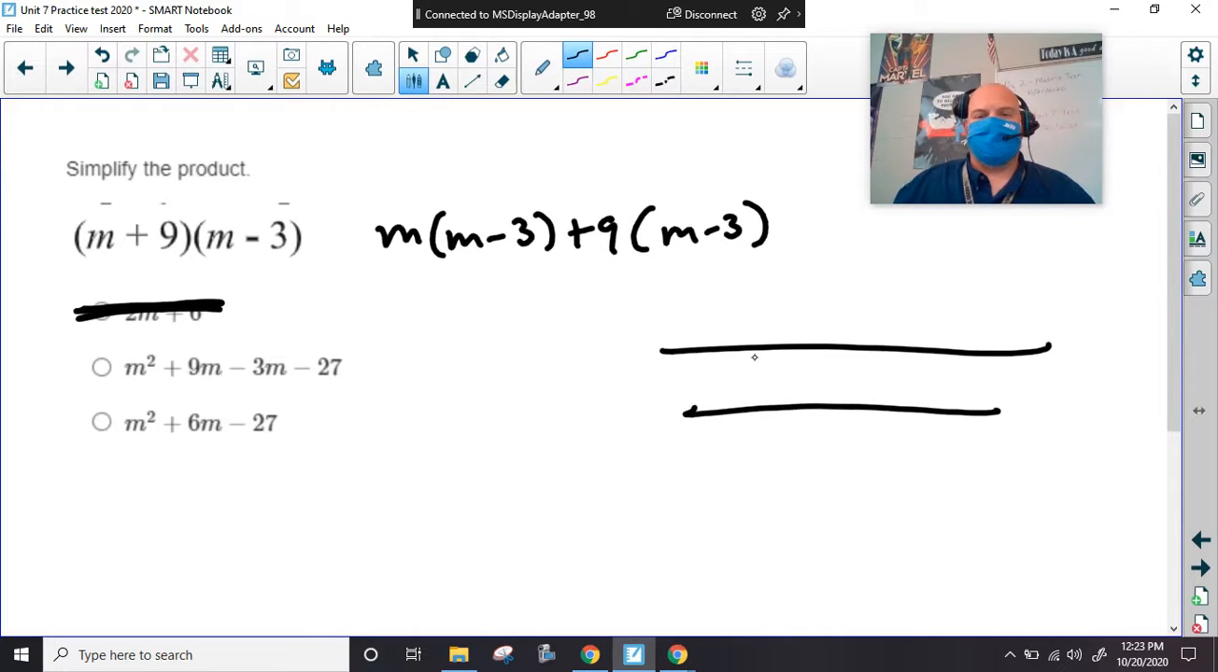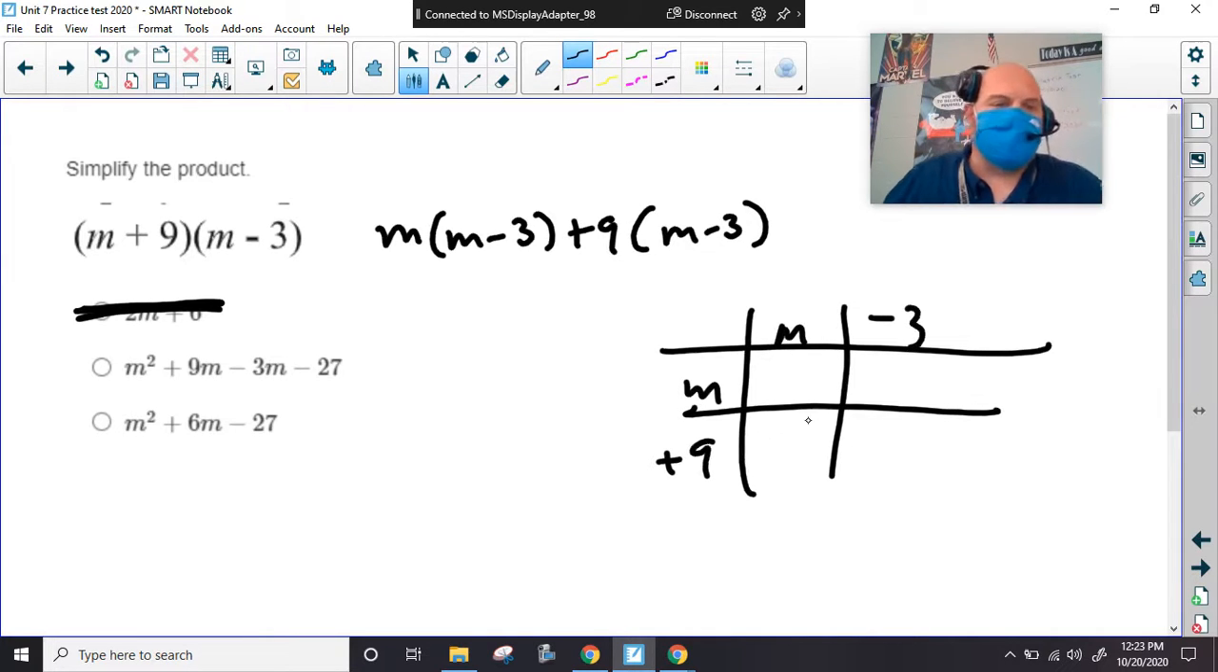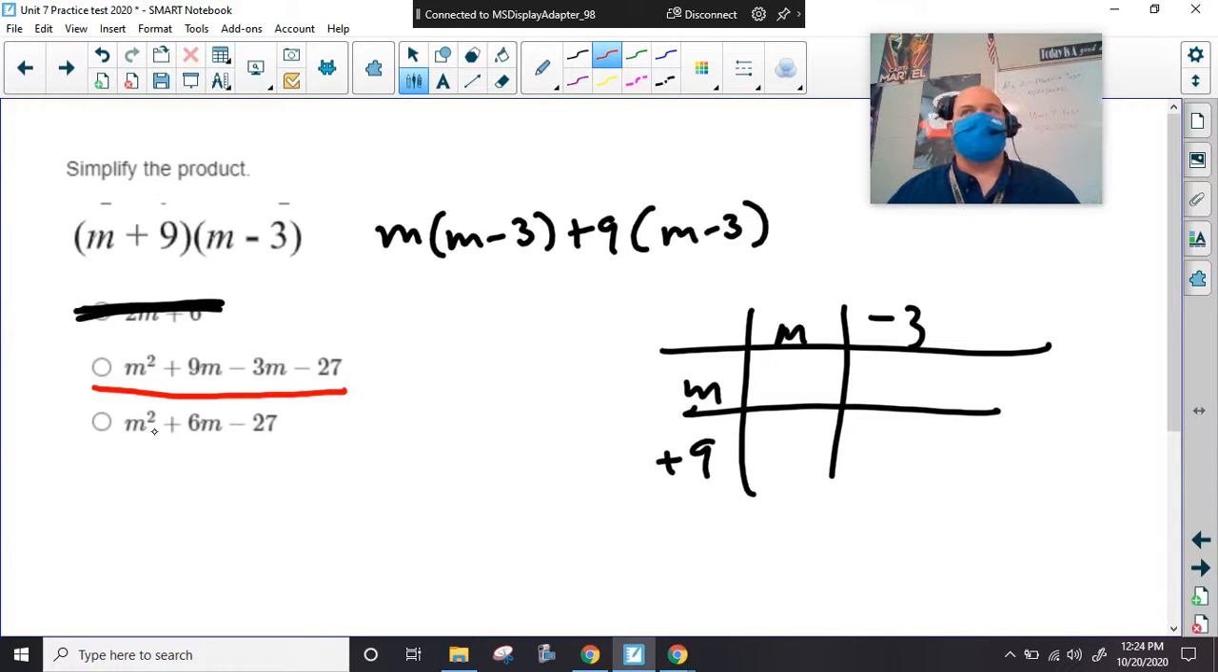If you did table, it was set up this way. All right. So now here's what's funny. This is one of the choices right here. That's not actually the right answer. That's what it is before you combine like terms.